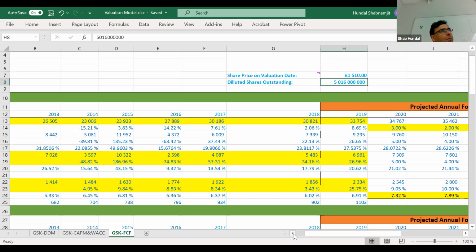Is it 5 billion? If you look at these numbers, is it 5 billion, do you think?